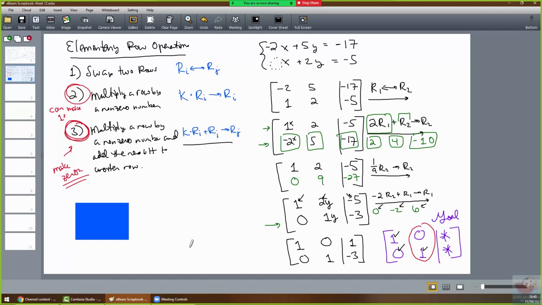We got to our goal, which is great, which means now we could read this back as equations. The first one technically says 1x plus 0y. Well, that's just the same thing as x equals 1. Second row technically says 0x plus 1y. That's the same thing as y equals negative 3.